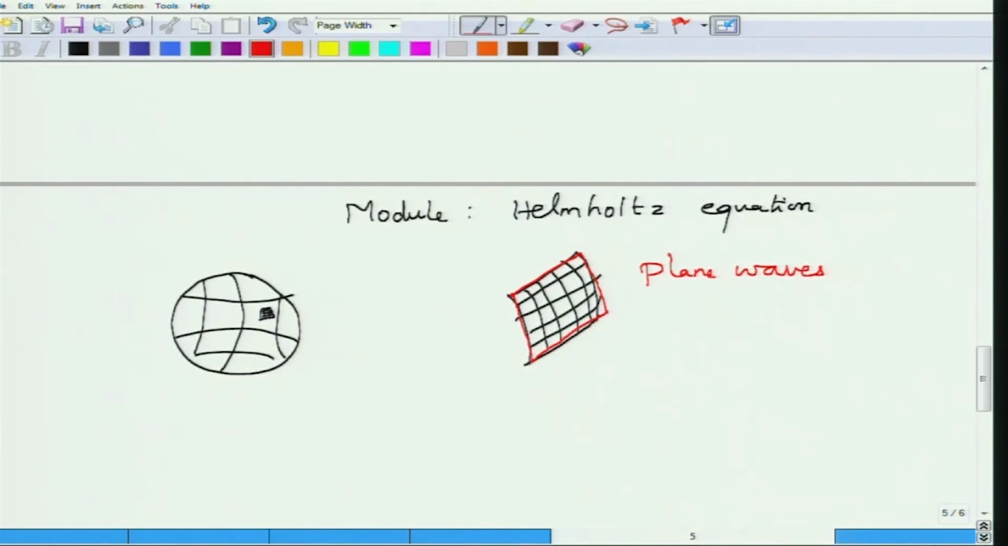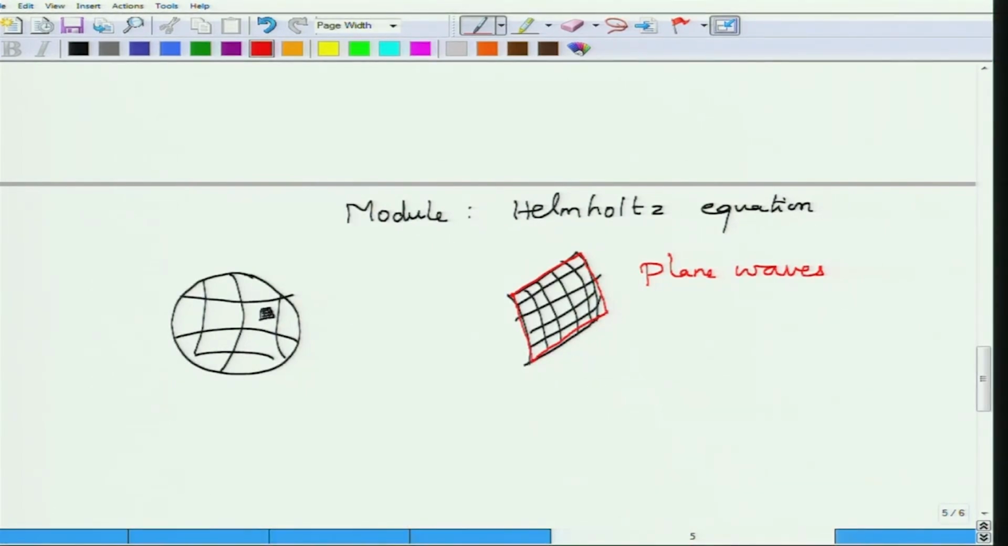These kinds of waves are called plane waves, and we will be looking at plane waves. Mathematically plane waves are quite easy to specify. Physically, plane waves cannot really exist, and you will see why. But the idea is that if a wave source is sufficiently far away from the place where you are looking for the waves, then you can model that wave as a plane wave. So that is the whole idea of using plane waves.